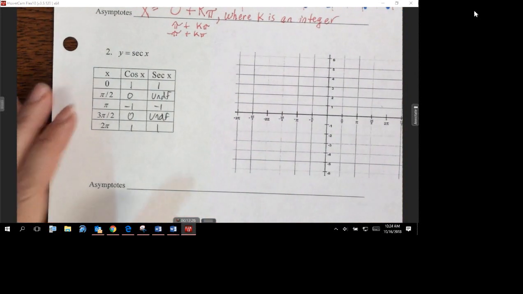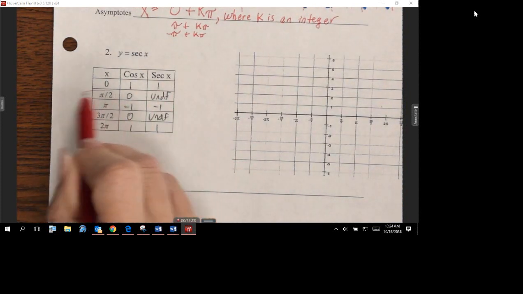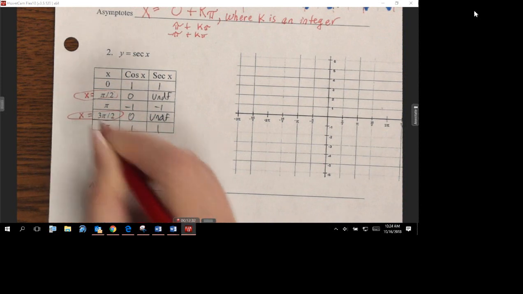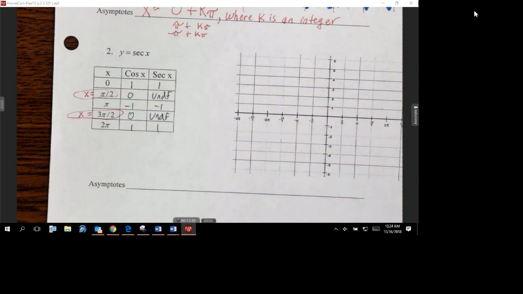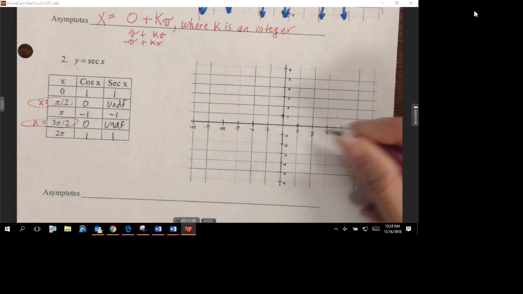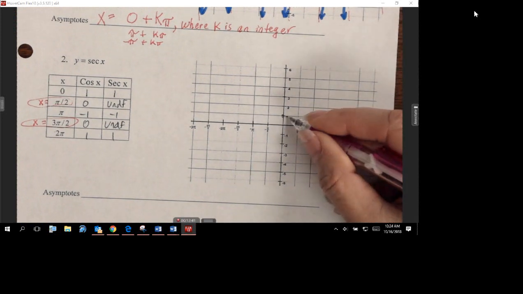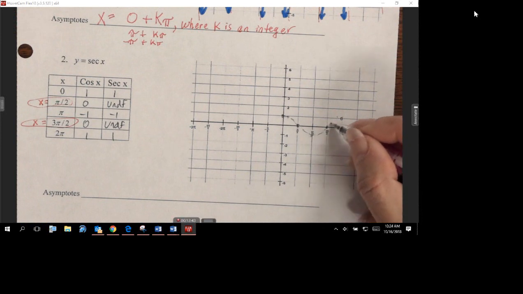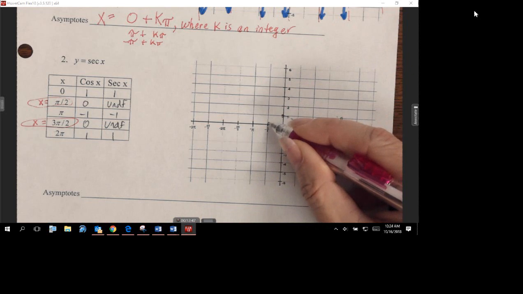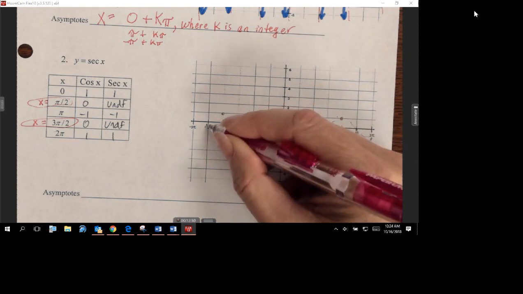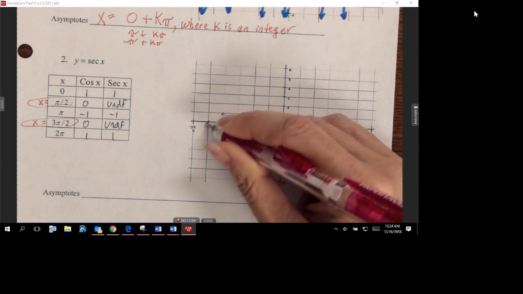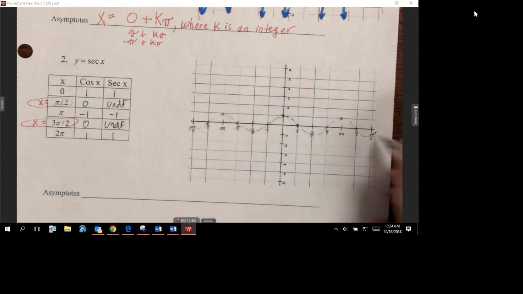So once you have your table, when you look over at your table, the undefineds are where your asymptotes are going to be. Some of us went ahead and put the cosine graph in because it's the first time that we're seeing secant. Totally fine. You'll see that I'm going to stop putting the original function in when we start doing translations. It's too much.